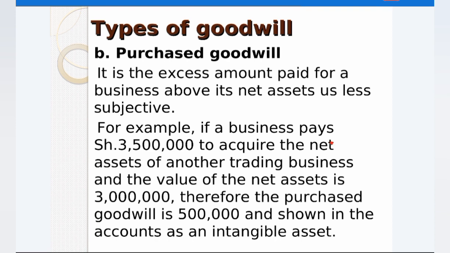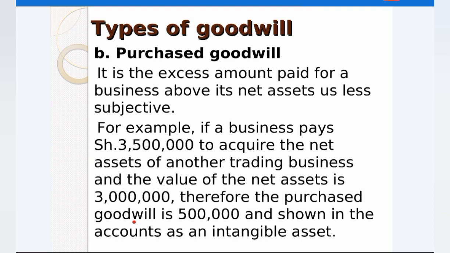And a very simple example: we may pay for the acquisition of a business 3.5 million. And when you look at the value of the assets we are paying for, it is 3 million. So we are paying 3.5 million to acquire assets of 3 million. It means therefore that the difference between the purchase price, that is 3.5 million, and the value of the assets purchased, that is 3 million, the 500,000 is the goodwill. So goodwill will be treated as 500,000.